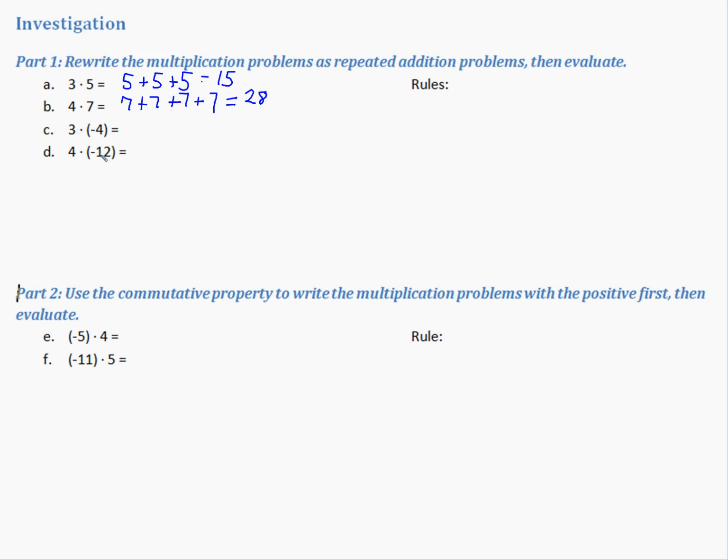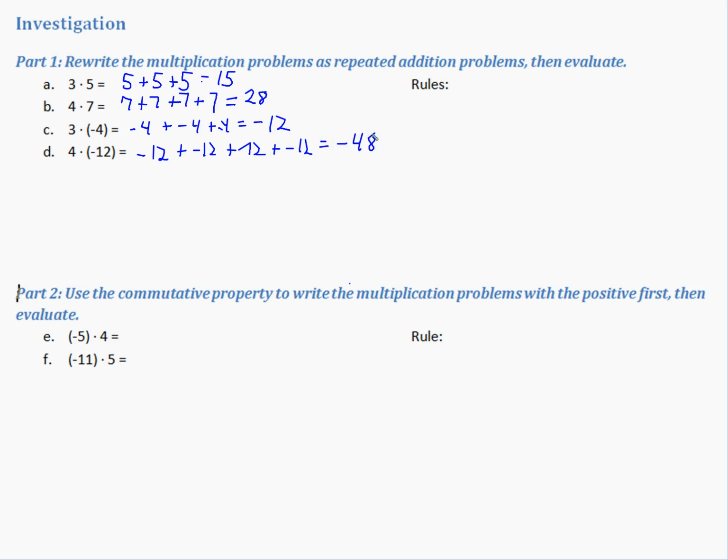3 times negative 4 means we have negative 4 plus negative 4 plus negative 4. So we have 3 negative 4s. Well, what is negative 4 plus negative 4 plus negative 4? That's negative 12. And then we'll do this last one. We have 4 times negative 12, so negative 12 plus negative 12 plus negative 12 plus negative 12. We have 4 negatives added together, which gives us negative 48.